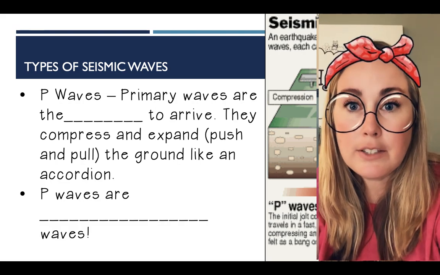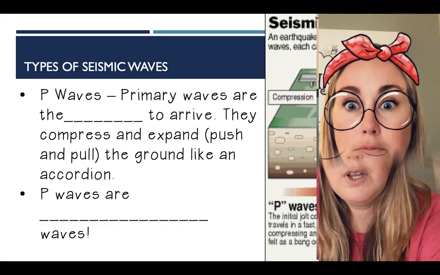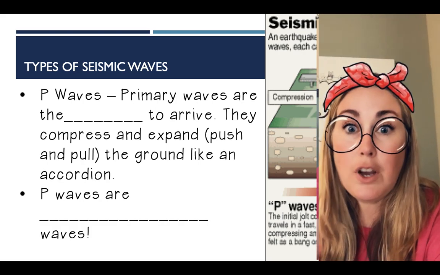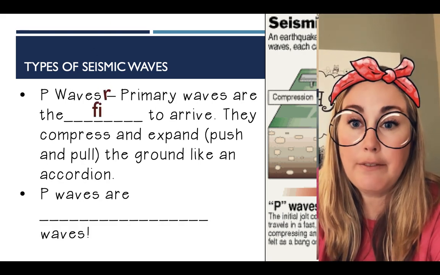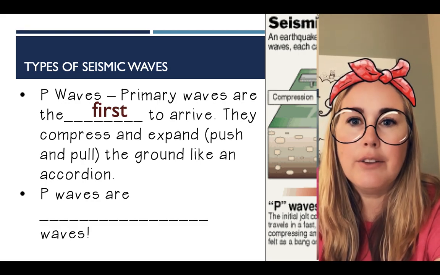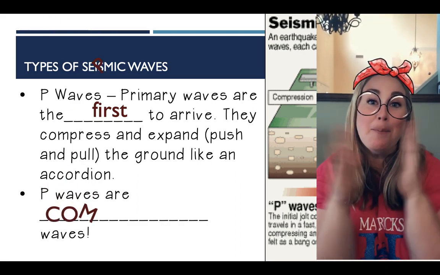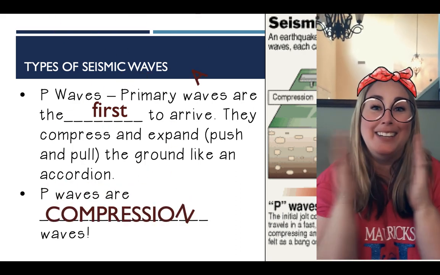The first one is called P waves. The P stands for primary. Primary waves are the first waves to arrive. They compress and expand, push and pull the ground like an accordion. P waves are compressional waves.